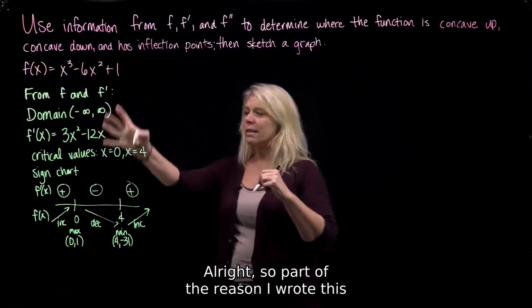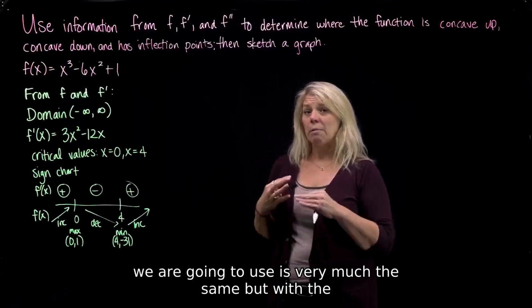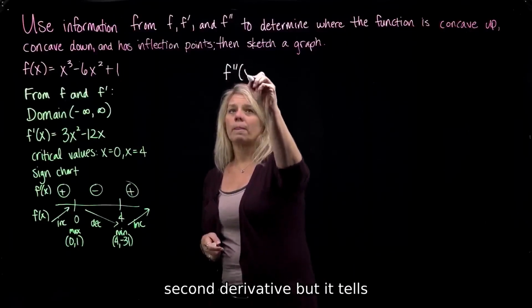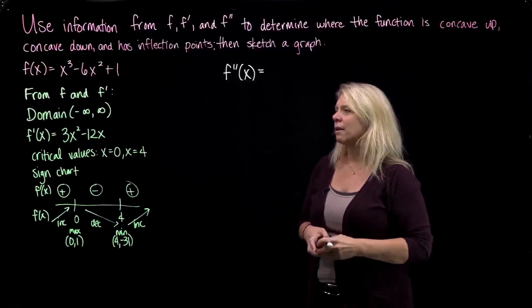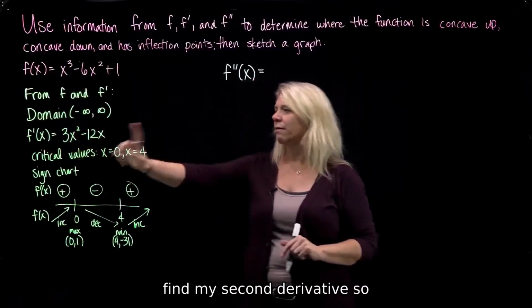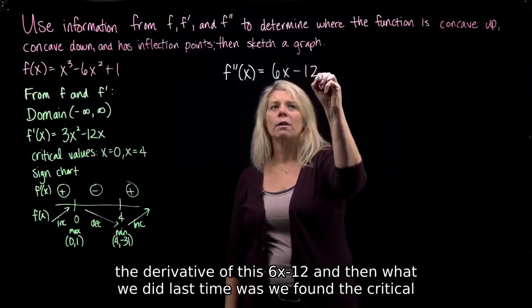All right, so part of the reason I wrote this up here is just to emphasize that the process we're going to use is very much the same, but with the second derivative. But it tells us some different things about the graph. All right, so first of all, I need my first derivative so that I can find my second derivative. So the derivative of this, 6x minus 12.